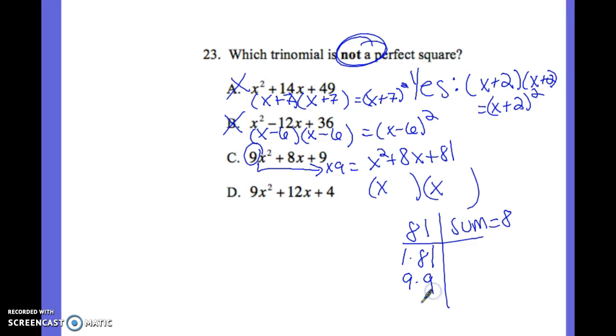9 times 9, nope, that's not going to work. Well, it would have to be 9 times 9 to be a perfect square. But since 9 times 9 does not work, it's not a perfect square. Because any other number is not going to be the same. It has to be the same. And 9 and 9 are the only two that equal 81, so it can't be that.